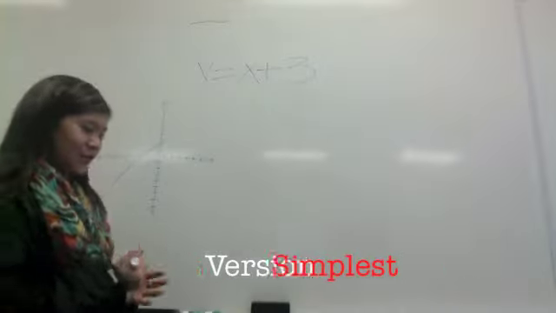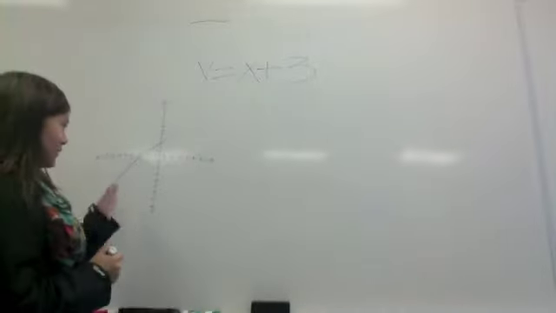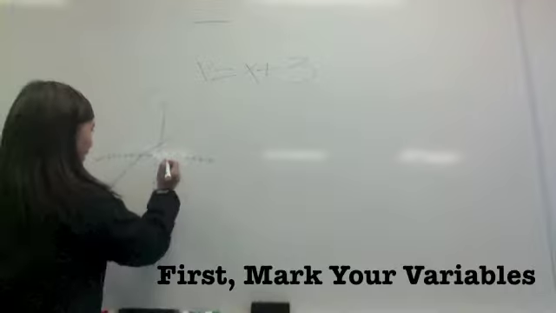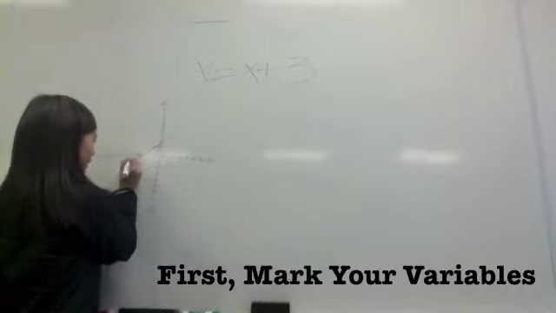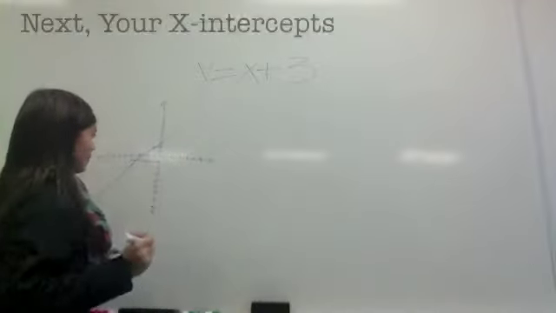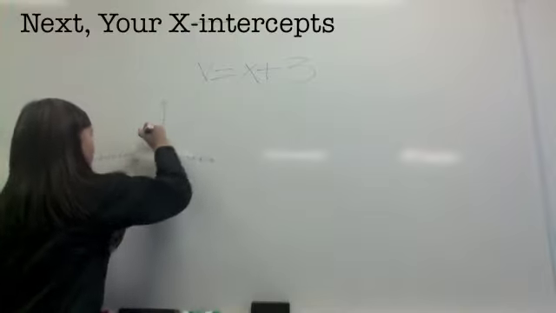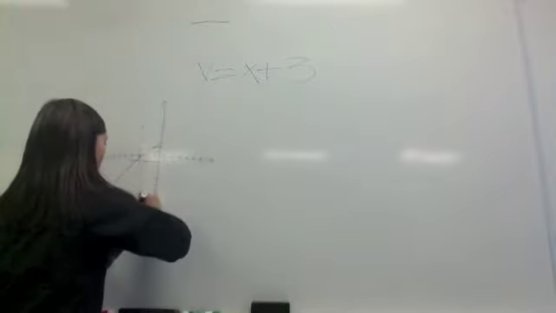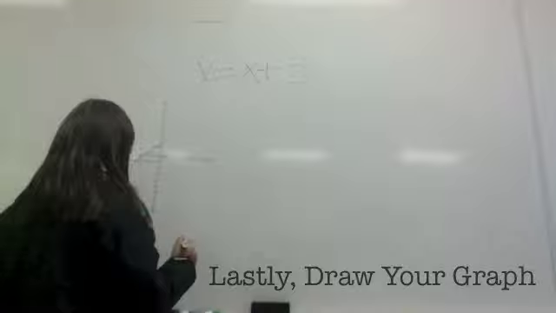This is the simplest version, where y equals x plus 6, so it's just a straight line. First, you mark your invariant points, so when y equals 1 and -1, and your x-intercept, and you draw your graph.